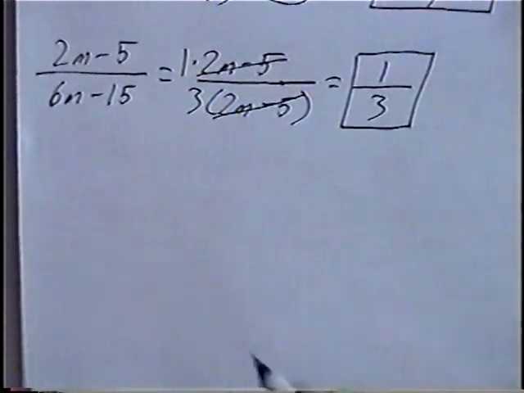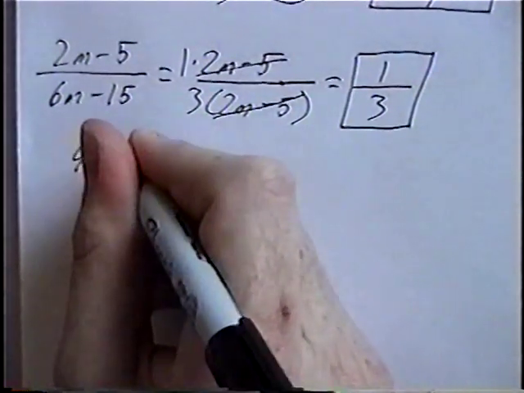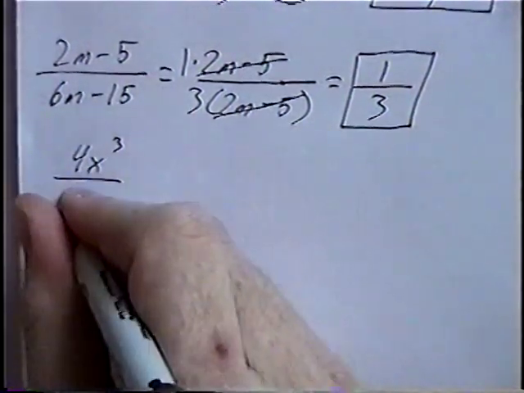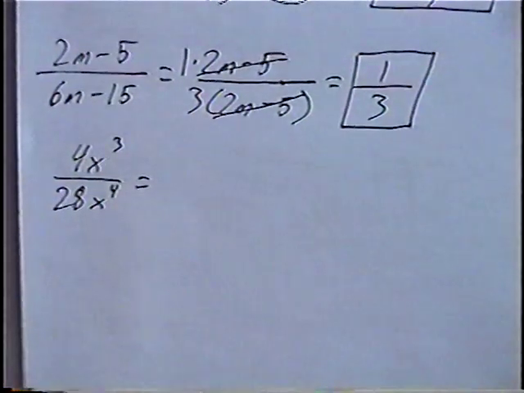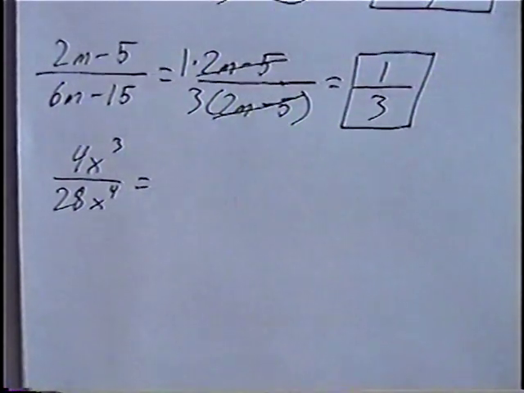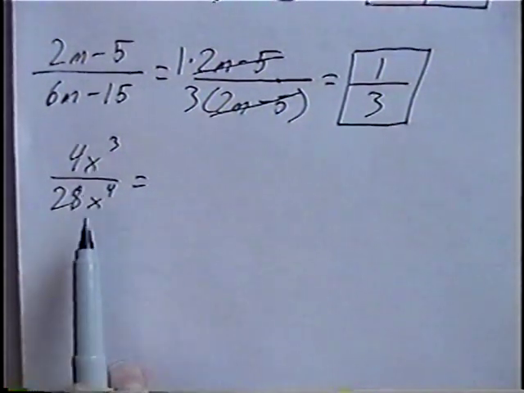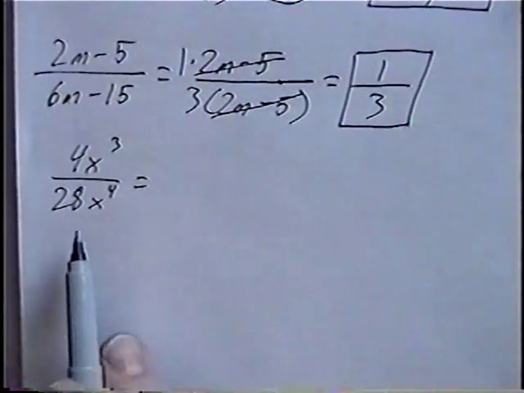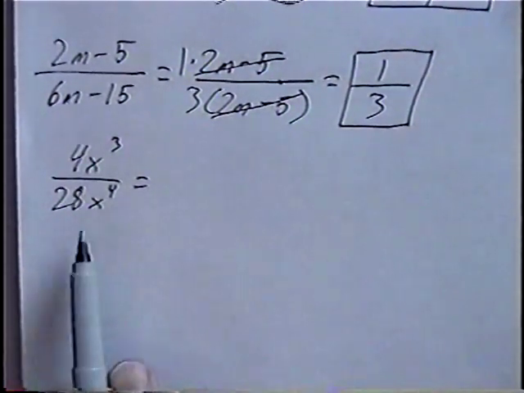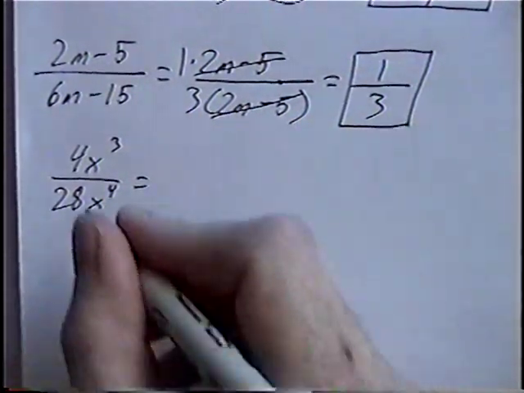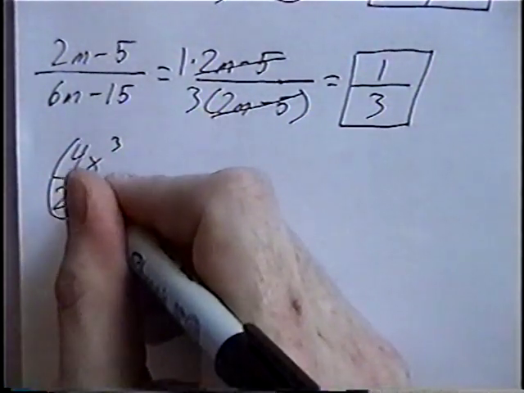And the last question for the section: 4x to the third divided by 28x to the fourth. In this question, there's just one term in the numerator and one term in the denominator. There's no term separated by a plus or minus sign. So in that case, we can't factor, but we can reduce right from the beginning.